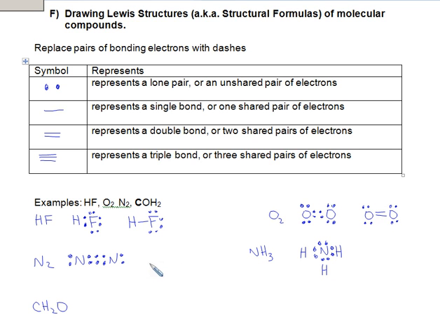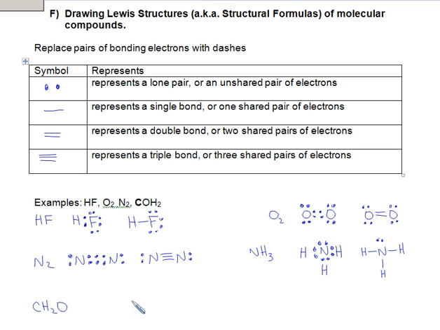Nitrogen now is going to be represented by two nitrogens connected by a triple bond, and then we still are going to show the lone pairs. Ammonia will be redrawn showing single bonds with dashes between each of the hydrogens and nitrogen. And we retain the lone pair on the nitrogen.